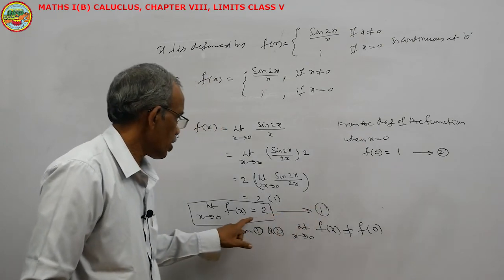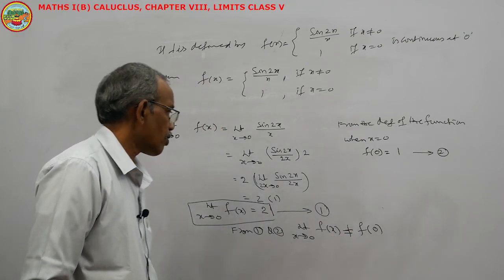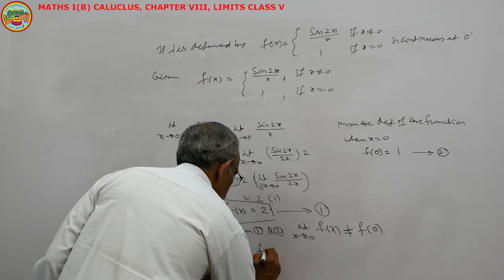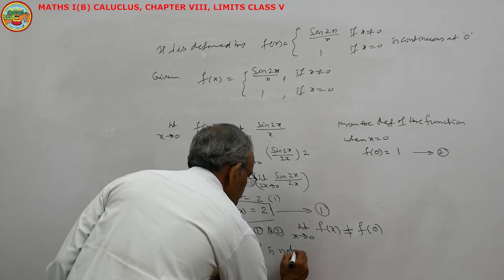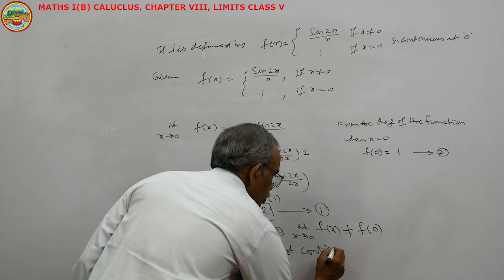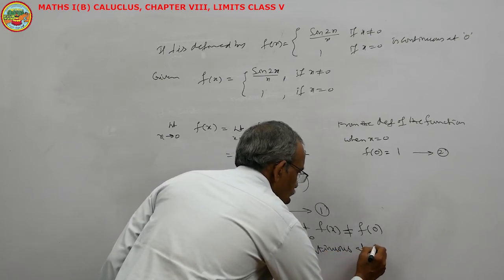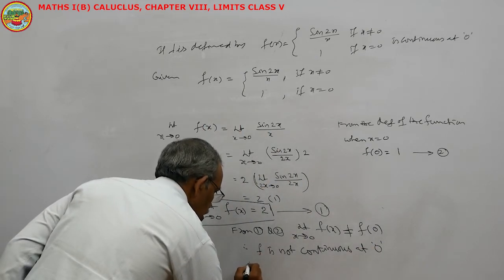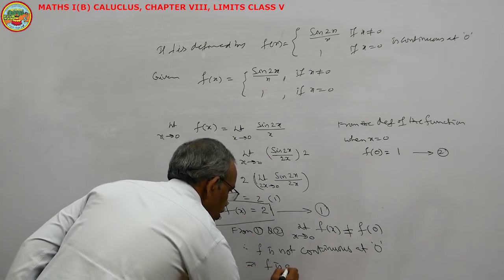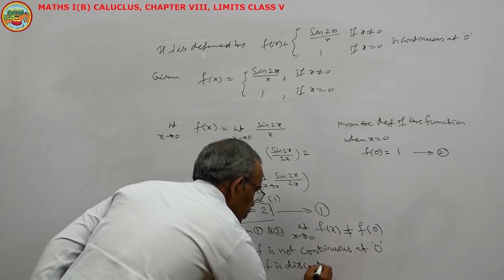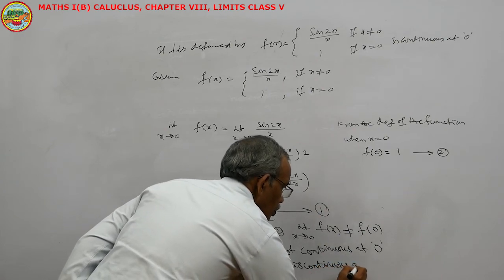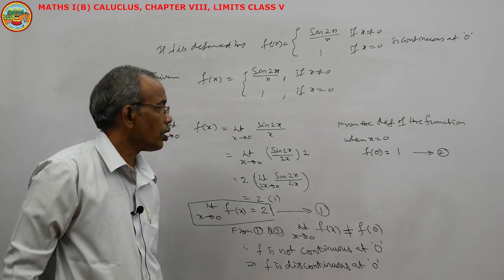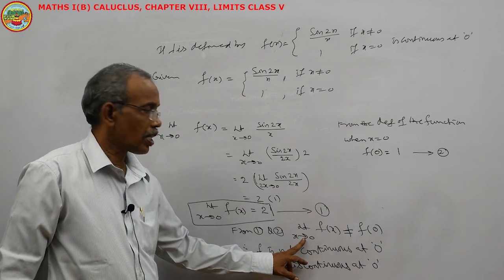These two did not come out equal, so these two are not equal. The limit of f of x as x tends to 0 is not equal to f of 0. Therefore, we say that f is not continuous at 0, which implies f is discontinuous at 0. The given function f is discontinuous at 0. If these two had come out equal, we would have said f is continuous at 0.